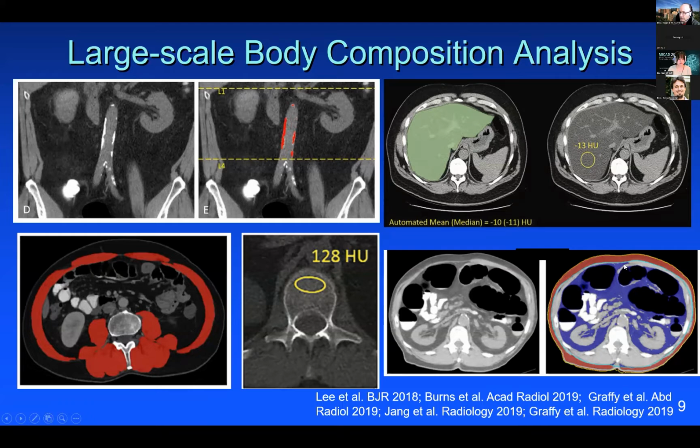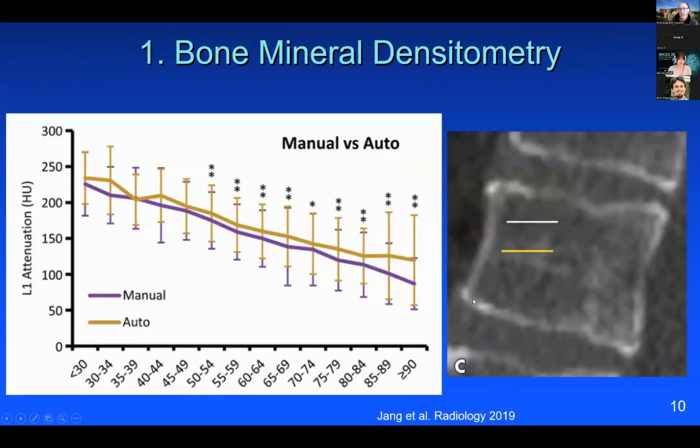There's 2 types of fat: subcutaneous fat, which is just under the skin, and visceral fat, which is inside the abdomen itself. So for each of these tools, after we develop them, we validate them. This is an example of the bone mineral densitometry tool, showing how bone mineral density decreases as we get older. And the tool identifies the L1 vertebral body, shown here on a sagittal CT image, and then makes a measurement of the density in the bone.